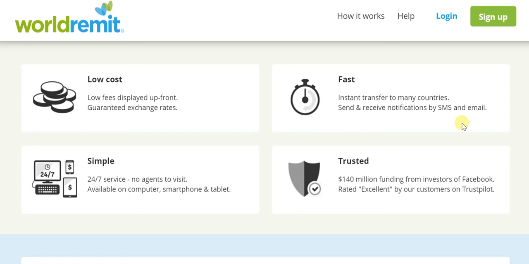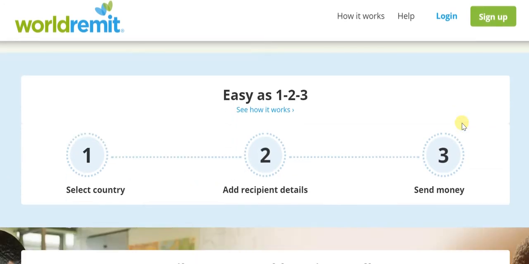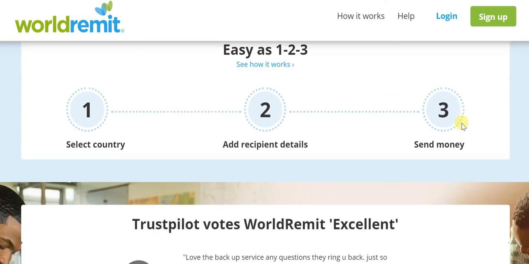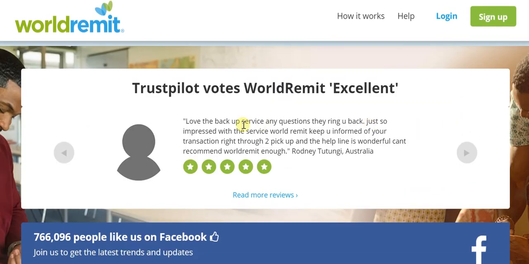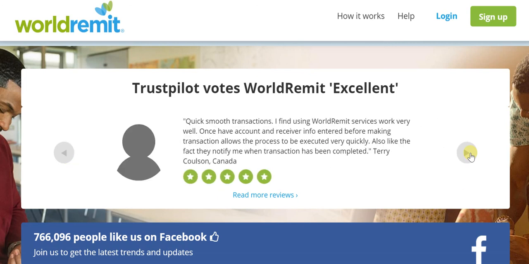So all of these factors together make WorldRemit a truly formidable entity when it comes to sending money, that too online from the US to the UAE. Yes, it is genuinely as easy as 1, 2, 3. You select the country, you add the recipient details, and you send the money, and you're good to go. Trustpilot has definitely been voted excellent consistently. These are the kind of reviews which it has received. You can always check them out yourself.